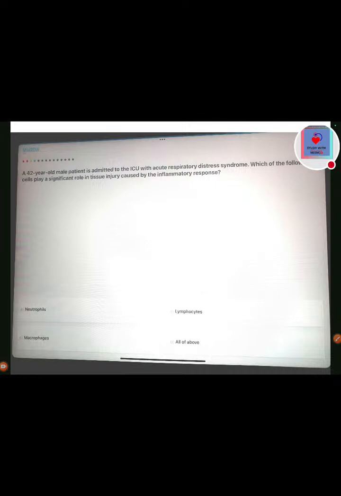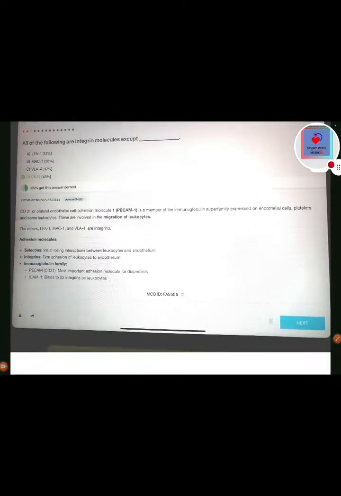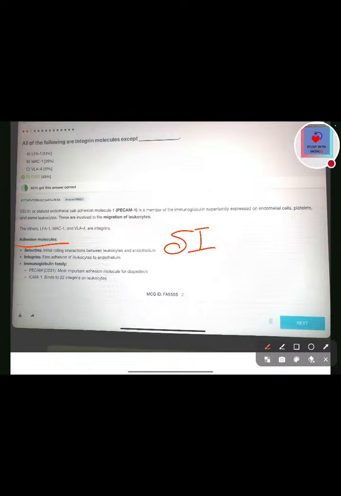So there is a 42-year-old male admitted to the ICU with acute respiratory distress. Which of the following cells play a role? But before this, it is important to remember the adhesion molecules: selectins, integrins, and the immunoglobulin family like PECAM and ICAM.